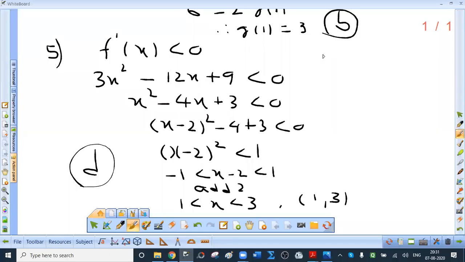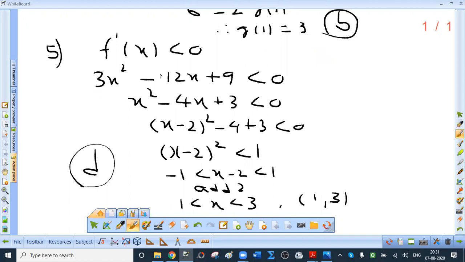Sum number 5. Let f(x) be x cube minus 6x square plus 9x plus 18. Then f(x) is strictly decreasing. Now for a strictly decreasing function, f dash of x less than 0. Now what is f dash of x? 3x square minus 12x plus 9 less than 0, divided by 3.